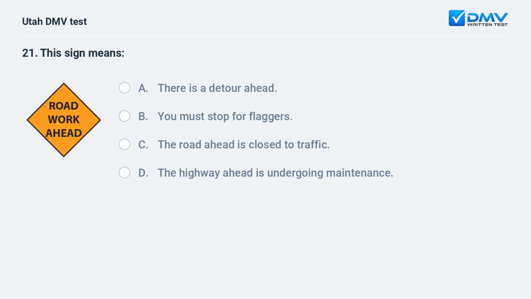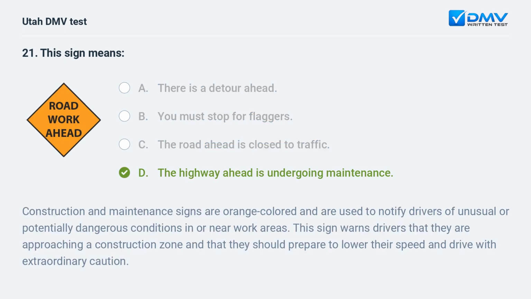This sign means: A. There is a detour ahead. B. You must stop for flaggers. C. The road ahead is closed to traffic. D. The highway ahead is undergoing maintenance. The answer is D. The highway ahead is undergoing maintenance.